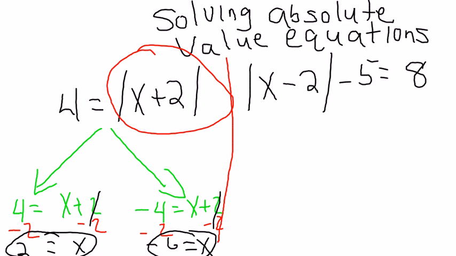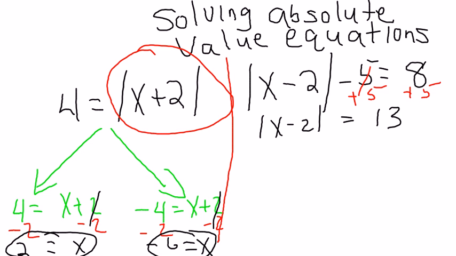So in this next example, our absolute value is not by itself. Notice that we've got a negative 5 on the same side as the absolute. So we're going to go ahead and get rid of that by moving it to the other side of the equal sign. We use our additive property, and those cancel, and I'm left with the absolute value of x minus 2 is equal to 13.